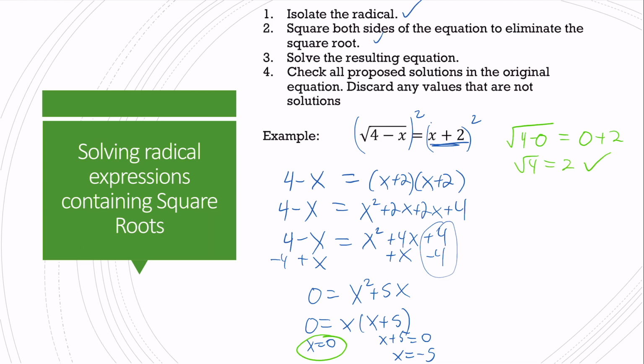I have the square root of 4 minus a -5 is -5 plus 2. So I have -3 on the right-hand side. We can already see a problem because the square root can't be negative. I have the square root of 9 is -3. This is false because 3 doesn't equal -3. And so this is not going to be one of my solutions. So my only solution in this case is when x equals 0.